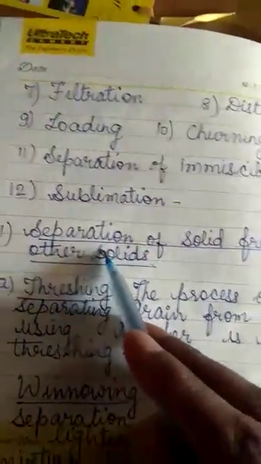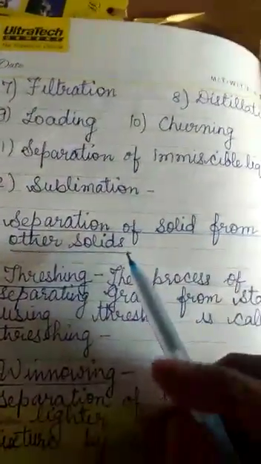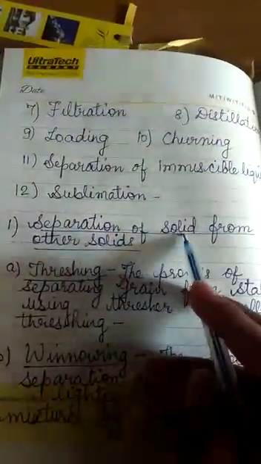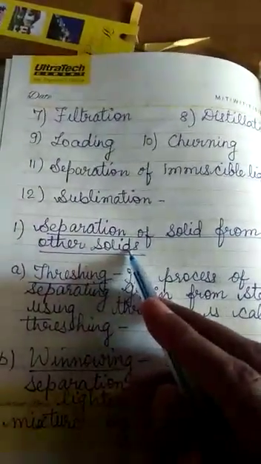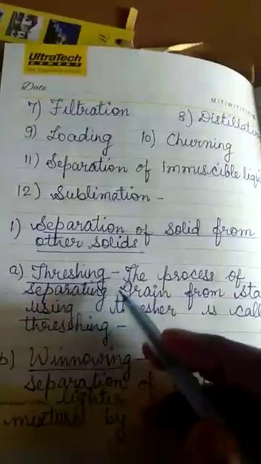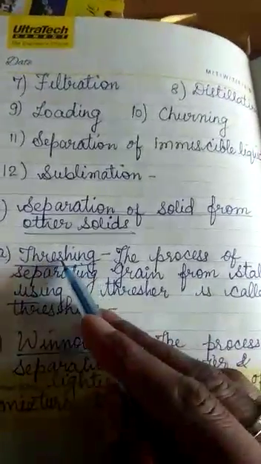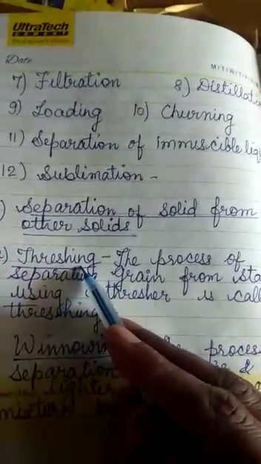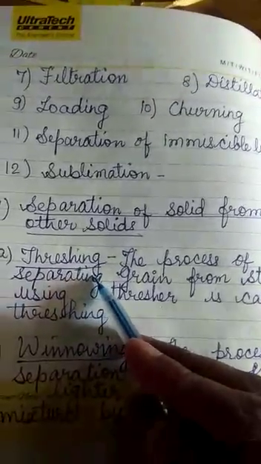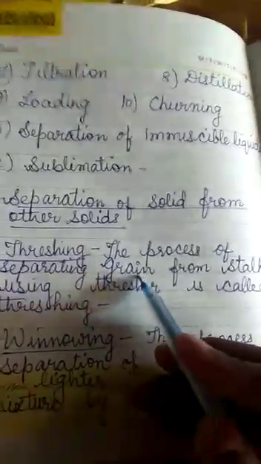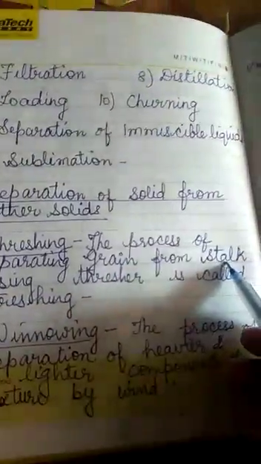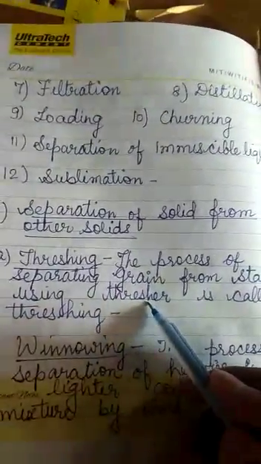Now students, let us discuss these methods one by one. First is separation of solid from solid. These methods are used in separation of solid from solid. First is threshing. Now what is threshing? After harvesting of mature grain, these grains are removed from the stalk with the help of a thresher.